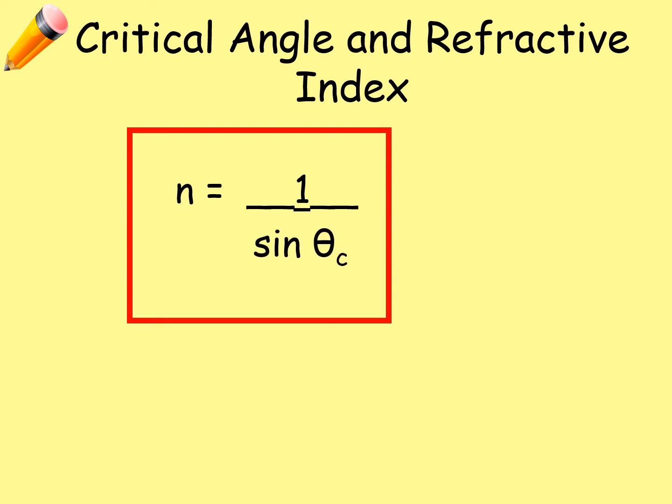The relationship for critical angle and refractive index is shown in the box here. n is equal to 1 over sine theta c. And that's because n is equal to sine theta 1 over sine theta c, theta 1 being the angle in air. When the angle in air is 90 degrees, as we see in the critical angle, then sine theta 1 is going to be equal to 1.